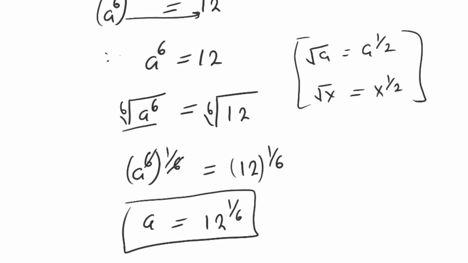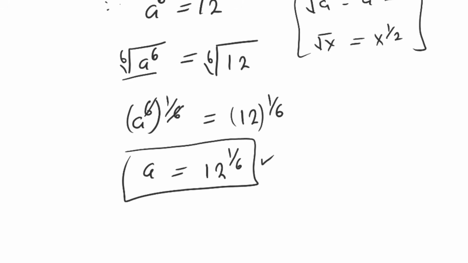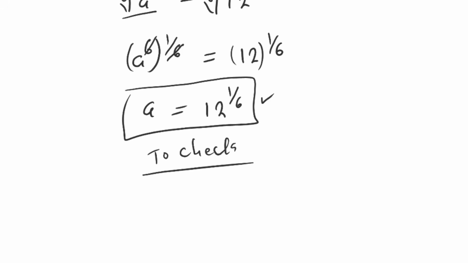We may check to confirm if this answer is right or wrong. Let's check. To check, we have the given equation: a raised to power 6 is equal to 144.